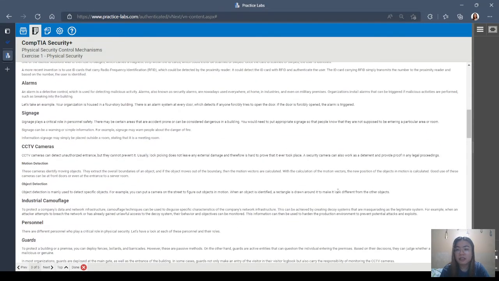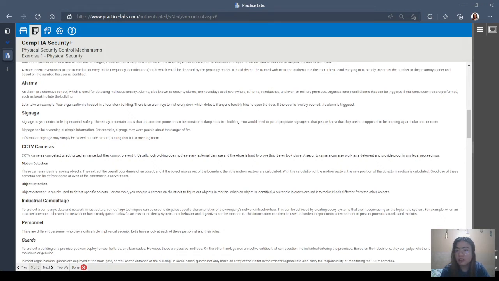Alarms. An alarm is a detective control which is used for detecting malicious activity. Alarms, also known as security alarms, are nowadays used everywhere: at home, in industry, and even on military premises. Organizations install alarms that can be triggered if malicious activities are performed, such as breaking into the building. Let's take an example. Your organization is housed in a four-story building. There is an alarm system at every door which detects if anyone forcibly tries to open the door. If the door is forcibly opened, the alarm is triggered.